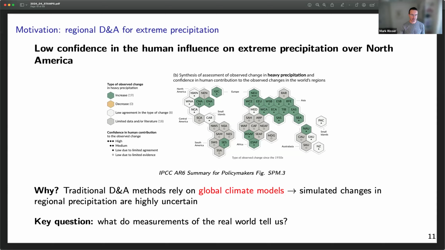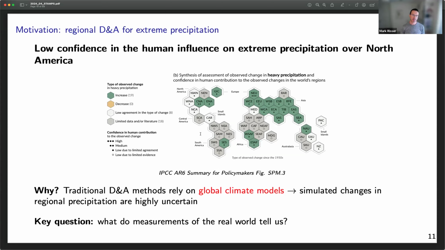So what this figure is showing is, you can imagine it takes all the land areas in the globe and pixelates them up. North America is up here in the top left. The color of the box indicates the type of change, as synthesized over all our best state of knowledge here. The type of change is whether extreme precipitation events are increasing or decreasing. And then the dots, and I guess hatching, summarize the level of confidence.